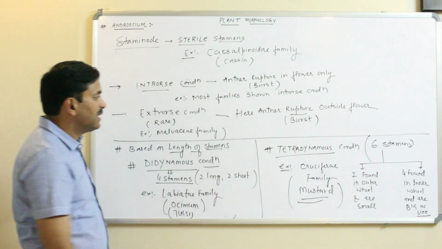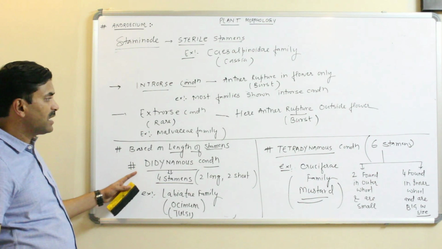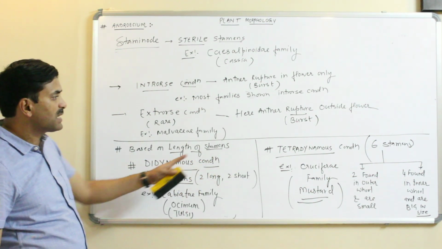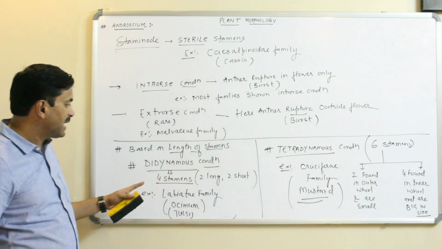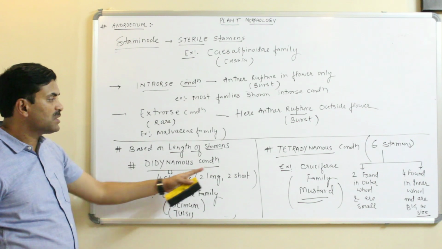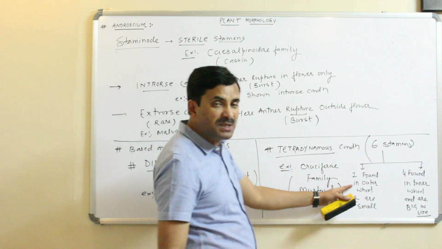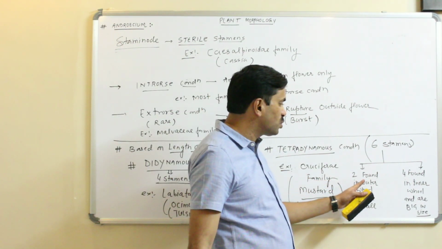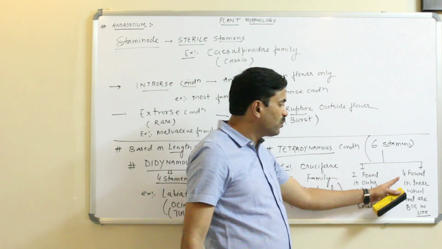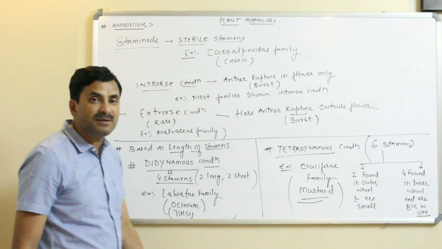So, based on length of stamens, there are two conditions: didynamous condition and tetradynamous condition. So, here 4 stamens are there, here 6 stamens are there. Example is Labiatae family, here the example is Cruciferae family. 2 long stamens, 2 short stamens. Here the stamens are found in 2 whorls. In outer whorl, 2 stamens are found which are small in size. In the inner whorl, 4 stamens are found and they are big in size.